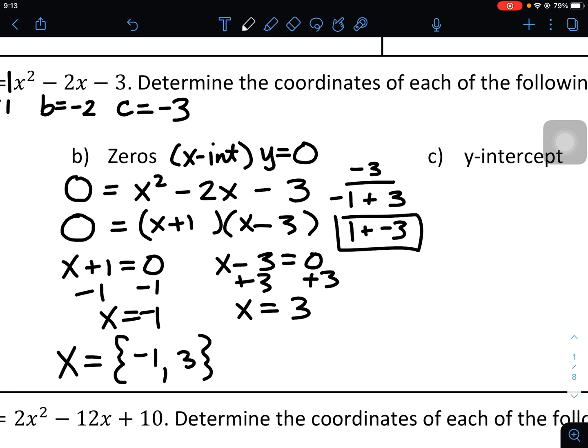If you're asked to write down the x-intercepts or the coordinates of the zeros, please remember to write them as ordered pairs. The -1 and the 3 are my x values. The y value of the ordered pair is 0 because that's what we started with. So -1, 0, and 3, 0.